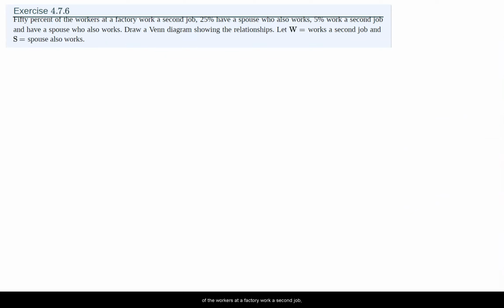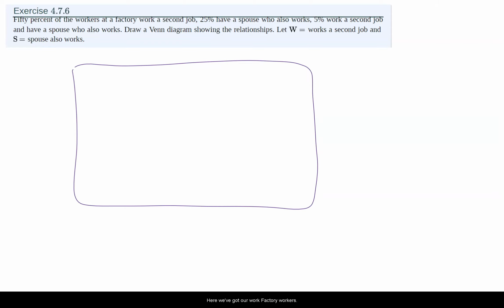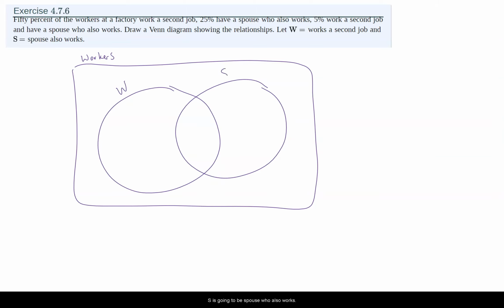50% of the workers at a factory work a second job. 25% have a spouse who also works. 5% work a second job and have a spouse who also works. So we draw a Venn diagram to represent this. Here we've got our factory workers. W says works a second job. S is going to be spouse who also works.